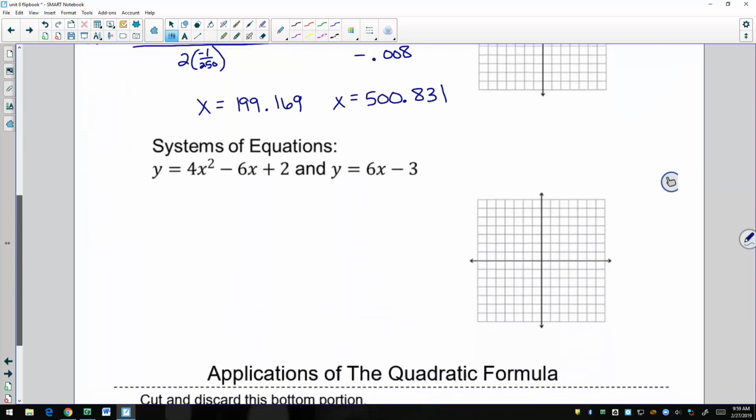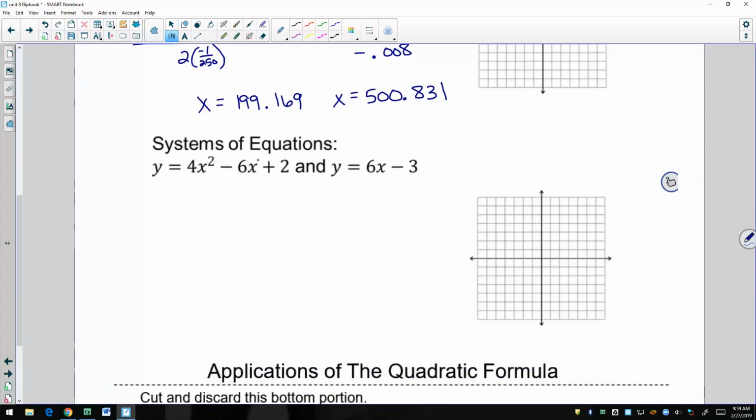And the last one, systems of equations. Whenever you are asked to solve a system, that means you're going to have more than one equation, and you want to find where they cross or intersect. So you could graph it and find where they intersect, or to do this algebraically, you're going to use substitution.